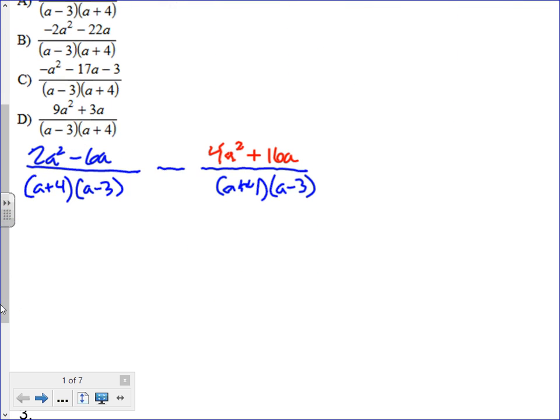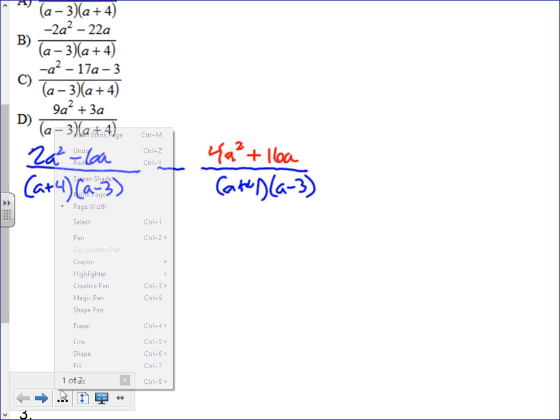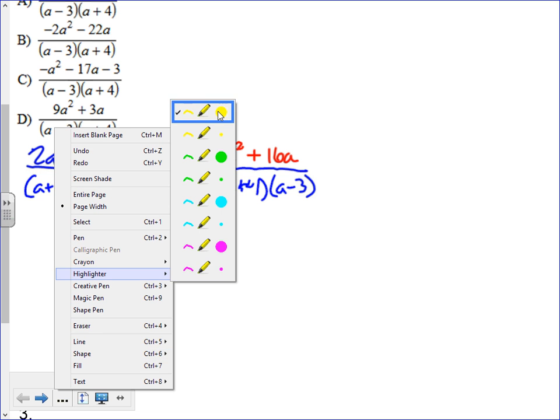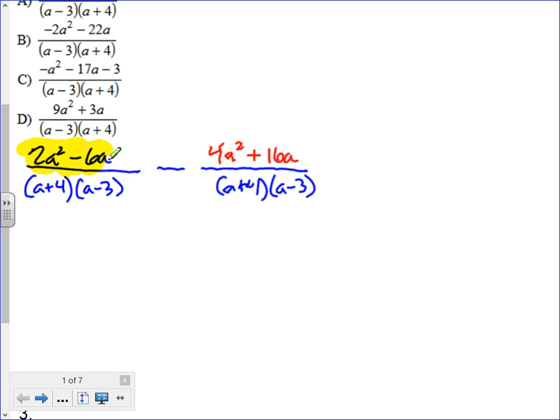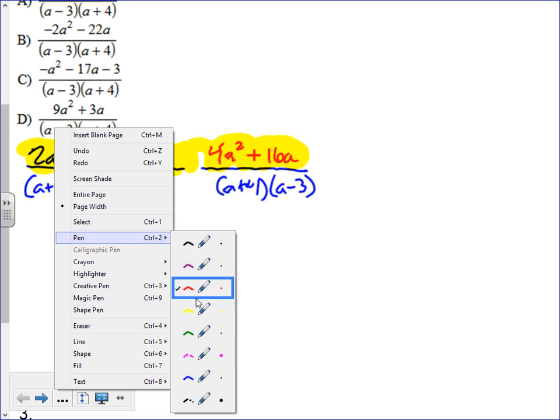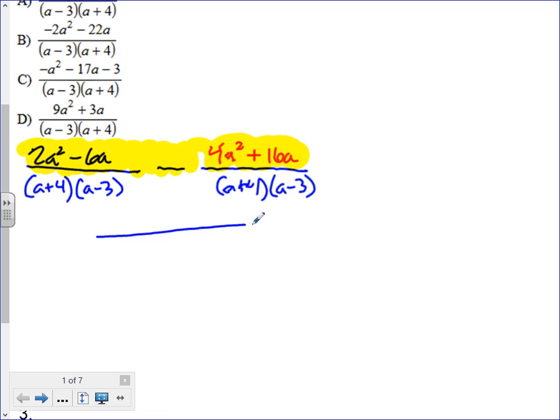Now, once you have common denominators and you cross multiply, this is just a very simple combine like terms. Combine like terms across the numerator. So we know what the denominator is.